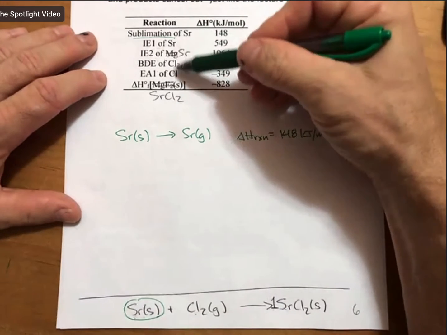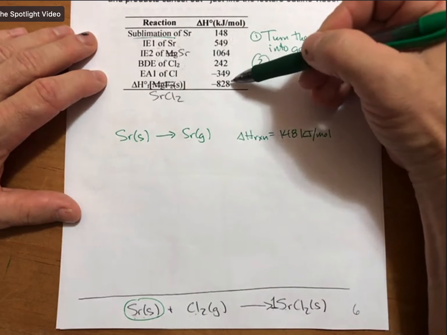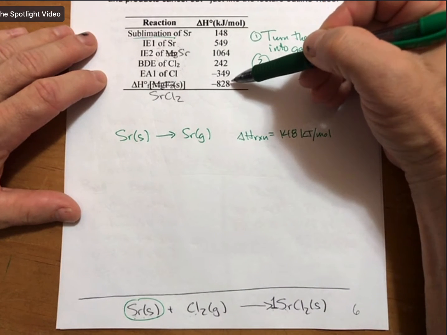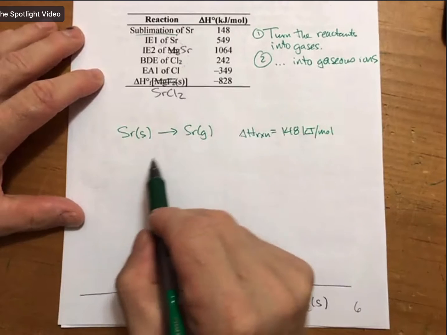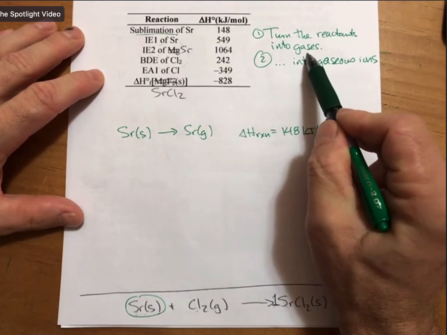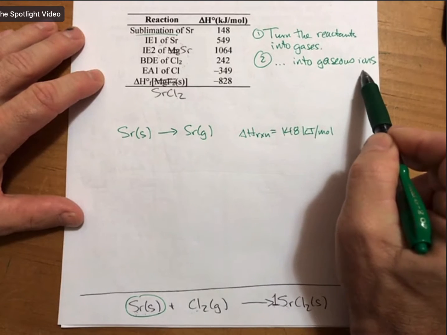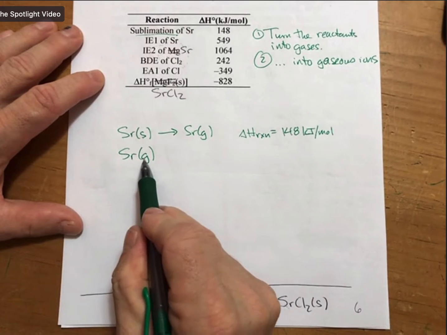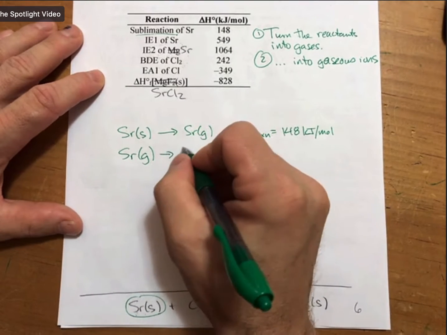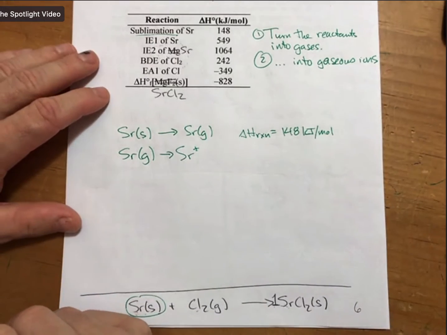And I will give you all of these reactions and the delta H values for all of them. And in fact, if you remember from the lecture outline, I said that I would give you even more information. I would give you the layout if this shows up on your next exam or the final. We will see. But then, turn the reactants into gases, then into gaseous ions. The next one says, take strontium gas, turn it into strontium plus 1 gas.